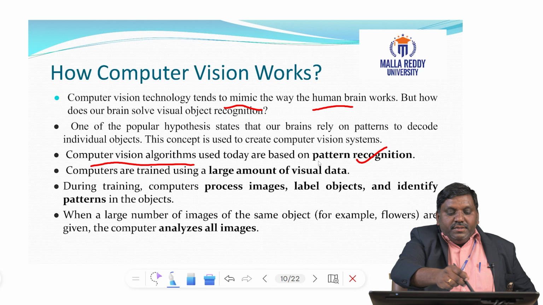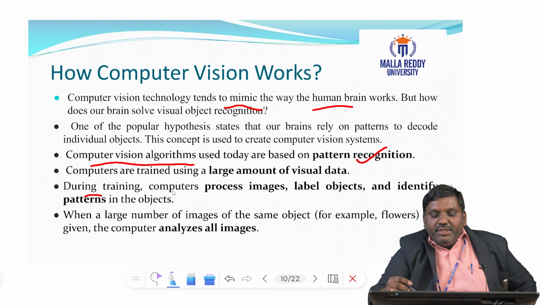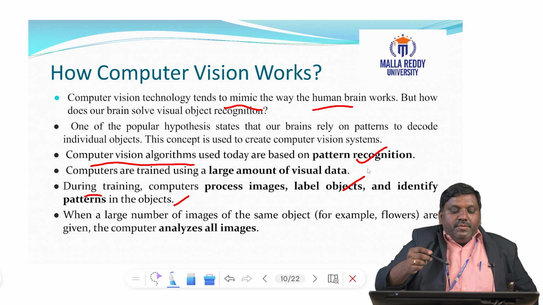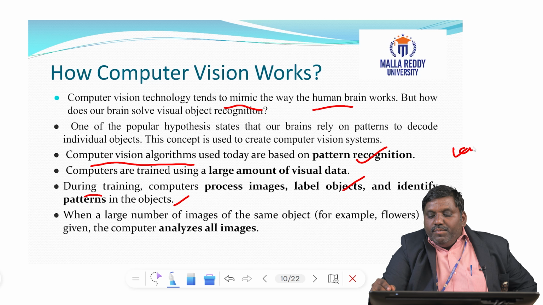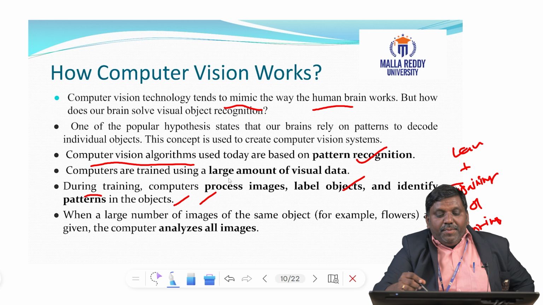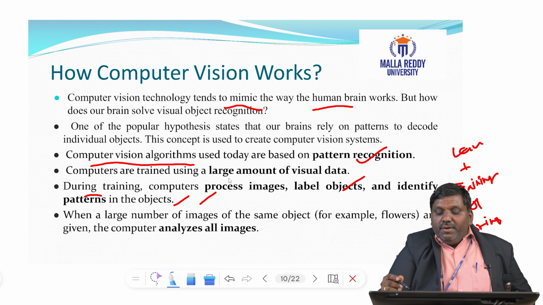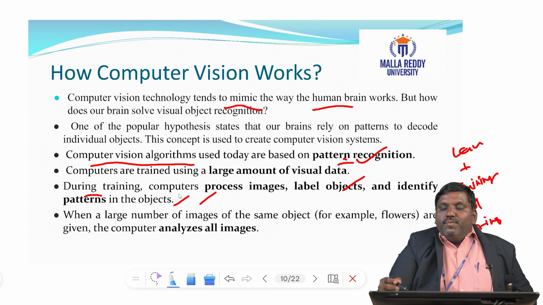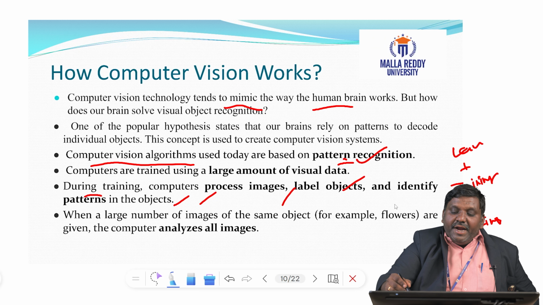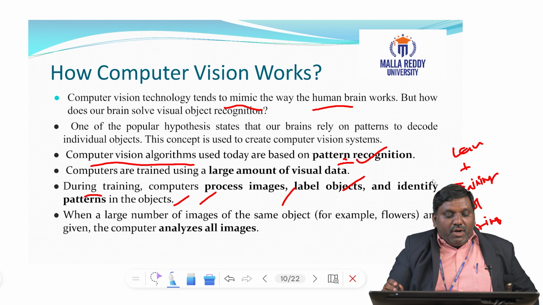Then during the training, the computer processes the image, labels the object, and identifies the pattern in the particular image. In general, the learning process can be of two types: training and testing. Here, this line is focusing on training only. So you want to train a model with the help of this pattern recognition. During the training, it will process the image, label the object, and identify the particular pattern in the particular object.